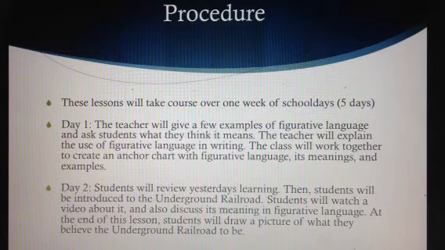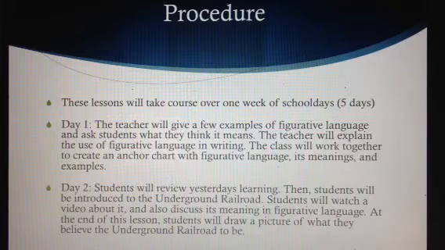So these lessons will take the course over about a week, 5 days of school. During day 1, the teacher will start by saying a few examples of figurative language, such as, "She ran as fast as a cheetah," or "I'm so hungry I could eat a horse." Students will talk in partners about the meaning of the sayings and then share their answers with the group. The students may also think of other examples that the teacher will chart on the board.